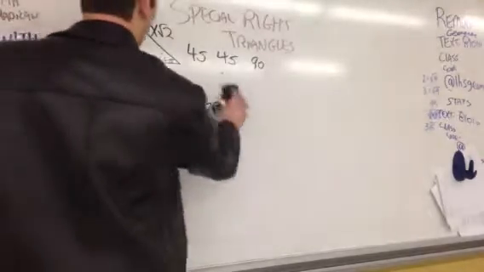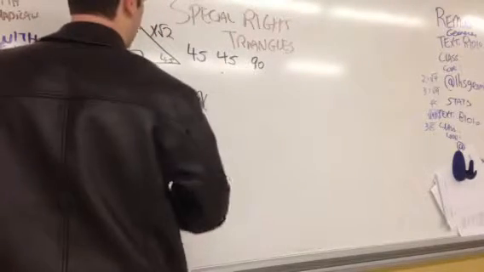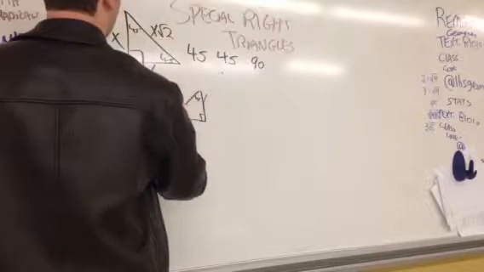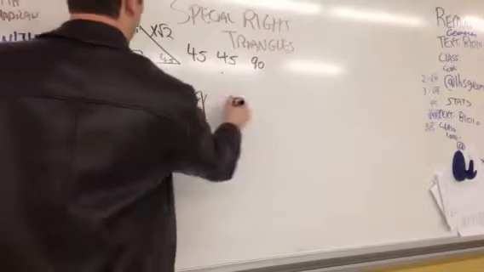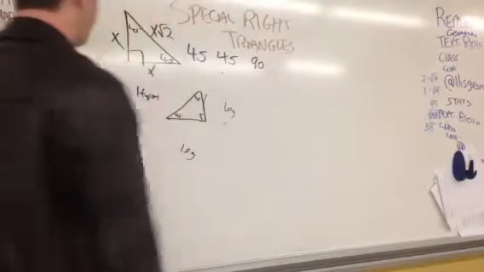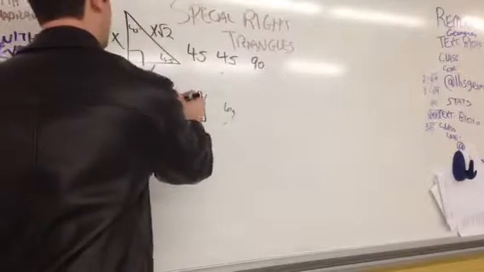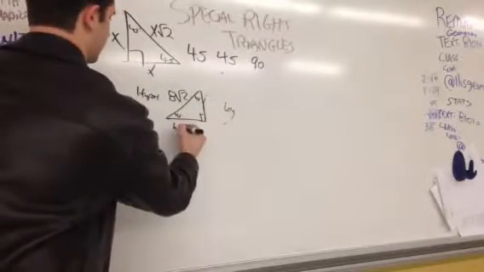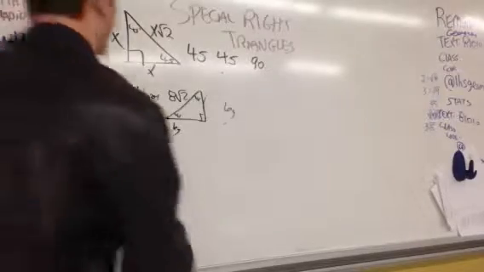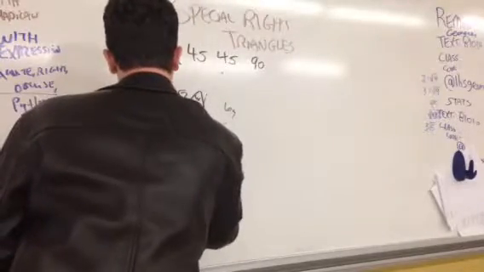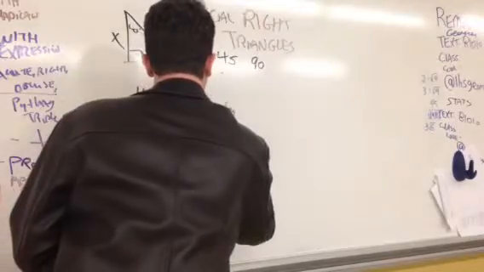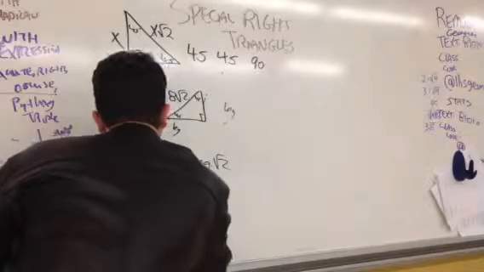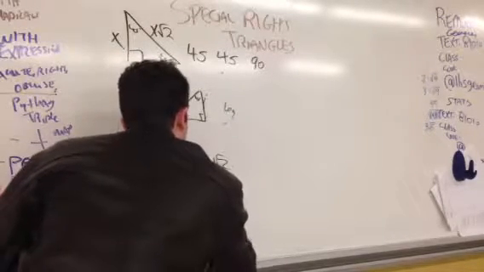What if we're given our hypotenuse? Let's say our hypotenuse, right, leg. Say my hypotenuse is 8 square root of 2. All I've got to do is just stick with what I have. Hypotenuse equals leg times the square root of 2. I'm given the hypotenuse, so 8 square root of 2 equals leg times the square root of 2.